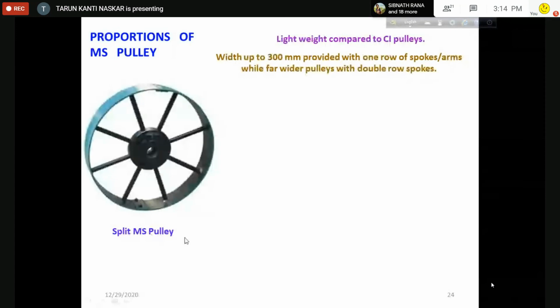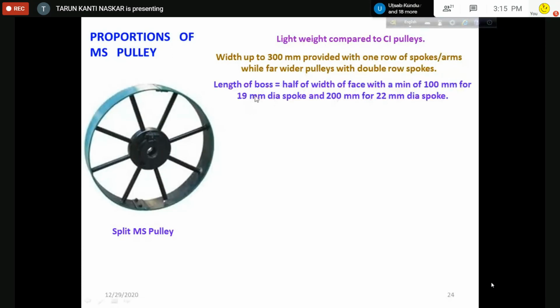The half is also split. What is the advantage of this split? Because suppose there is a carrying pulley on the shaft at any point, then you have to dismantle the entire thing, then you have to put it. But if it is split, then you can put it anywhere without dismantling the structure. Okay, this is the advantage of split pulley.